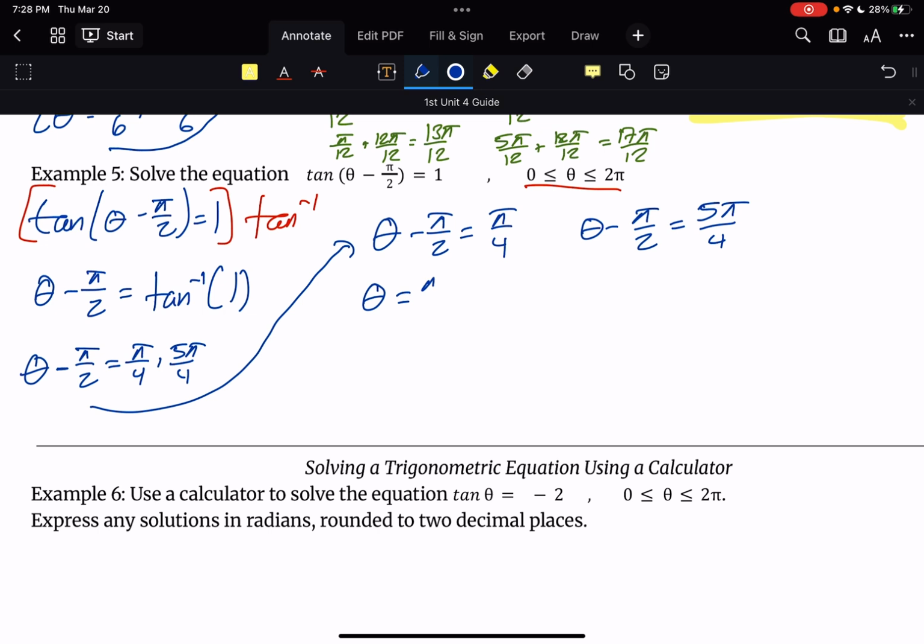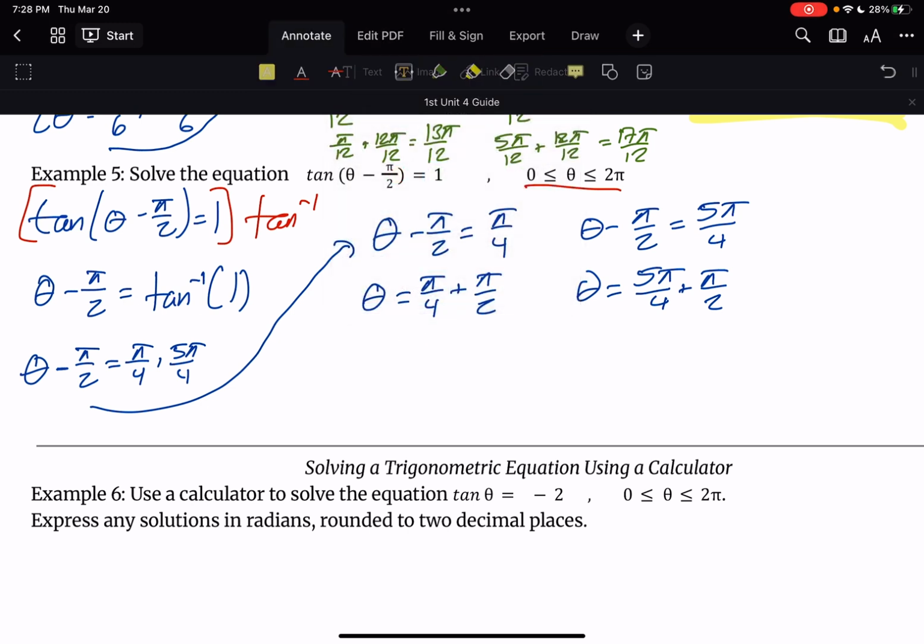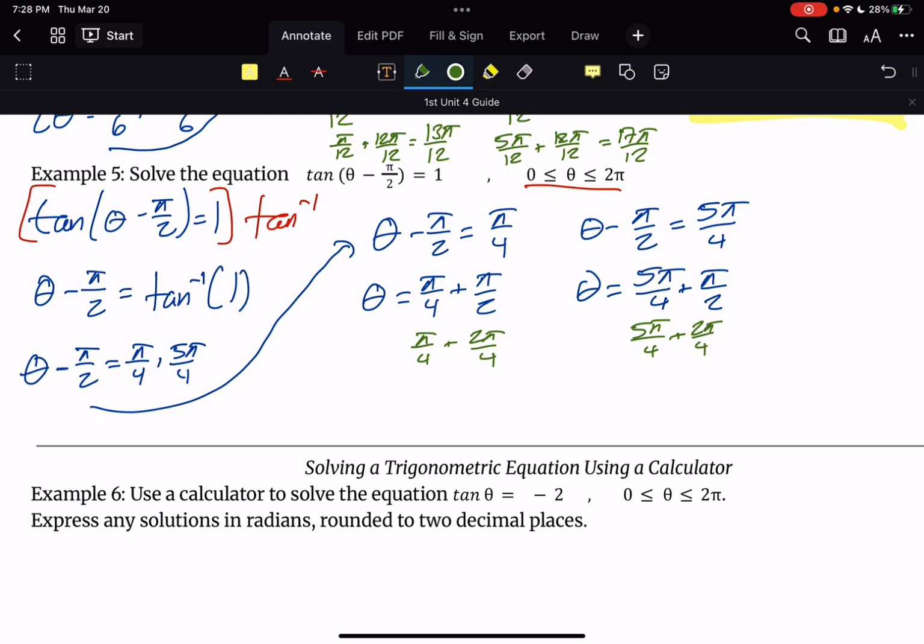So I get theta is pi over 4 plus pi over 2, and 5 pi over 4 plus pi over 2. And now just to add these fractions, I got to get that common denominator. So this is really going to be pi over 4 plus 2 pi over 4, and then 5 pi over 4 plus 2 pi over 4. And that's going to give me my two solutions, which is when I add, 3 pi over 4 and 7 pi over 4.